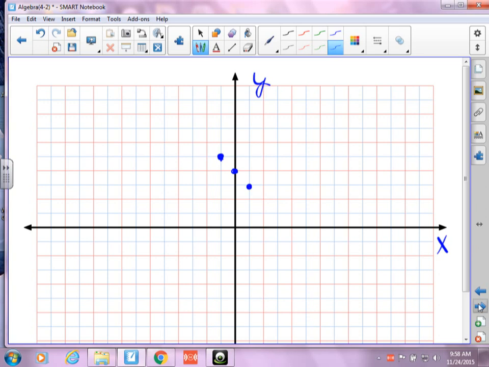Notice that this forms a line, yes? If it doesn't form a line, I messed up, right? I made a mistake. Now, the directions tell you to connect the dots. And we're going to do that. I'm going to connect these dots, and I'm going to draw a line, or an arrow, I should say, on either side.